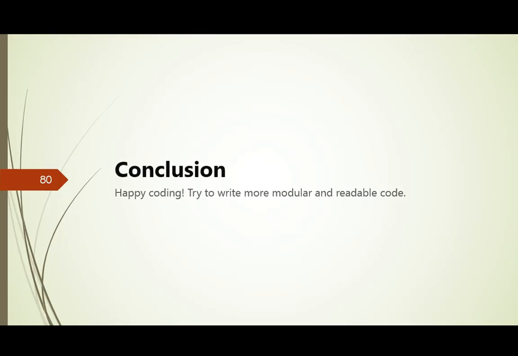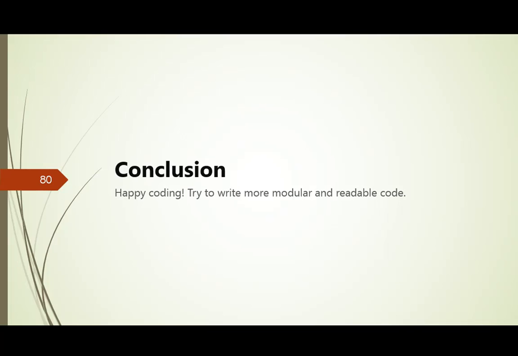Finally, happy coding. Try to make your coding more modular and readable. And to make your code readable, don't forget to use the naming conventions. In the demo coding, I really haven't shown you the naming conventions, but it's a really good practice when you write real-life code or enterprise code. You should follow the naming conventions. It's very helpful and makes your code much more readable.